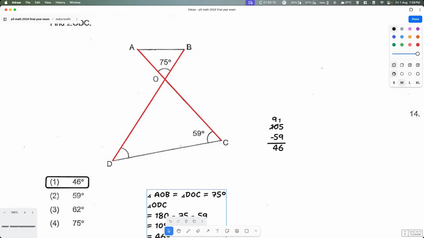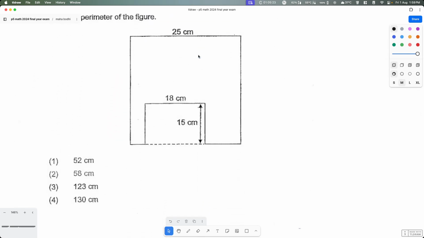So I'm going to draw really quickly on this as well. 75 degrees is also on the opposite side. Opposite angles with two straight lines like this are the same. All right, let's move on to question 12.